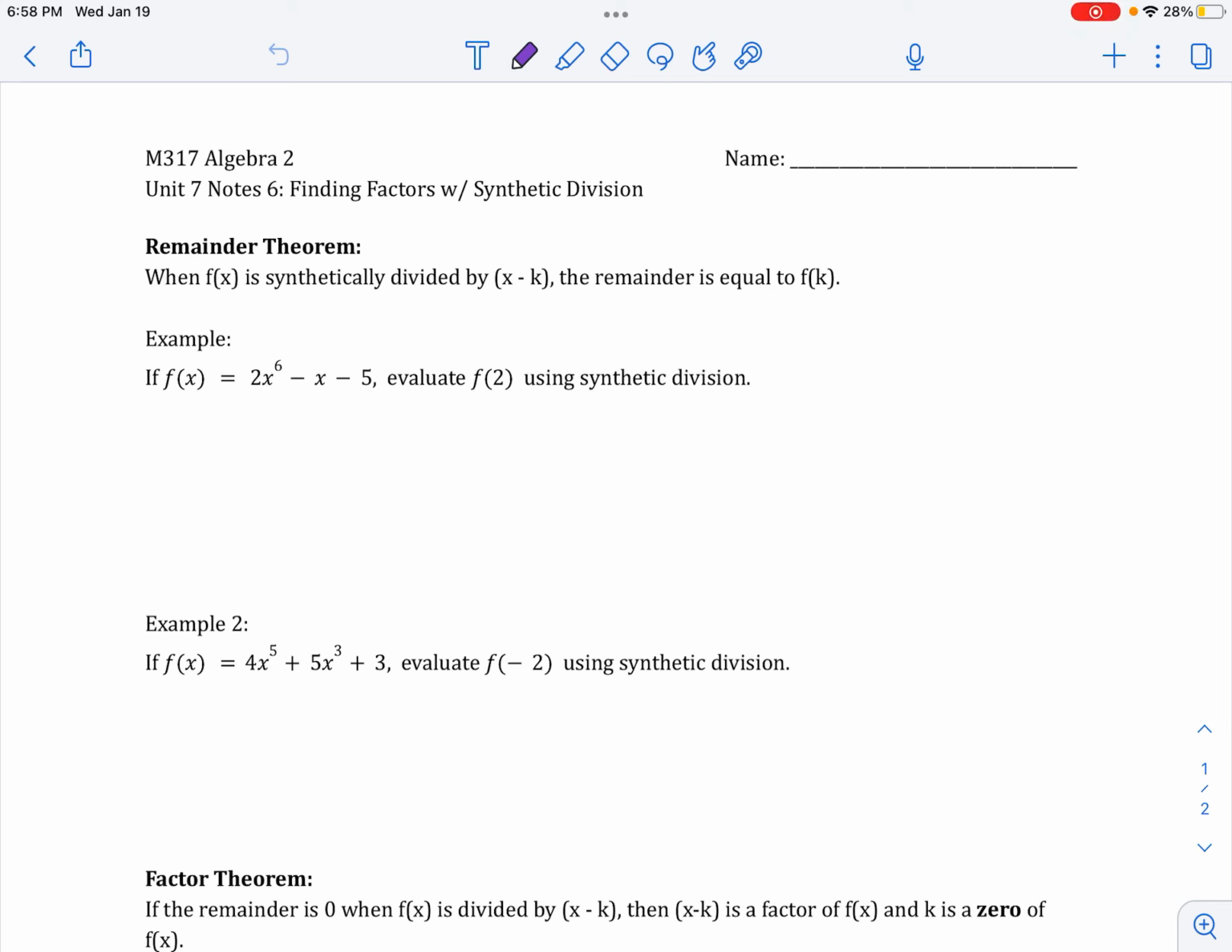All right, let's go ahead and get started with these notes. So this is Unit 7, Note 6. We're going to find factors using synthetic division.